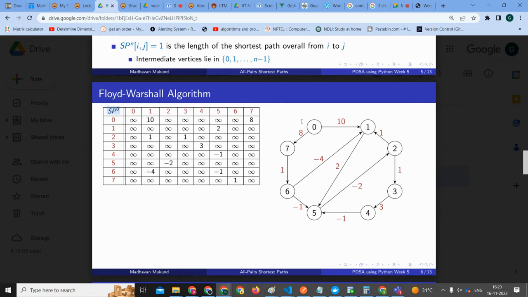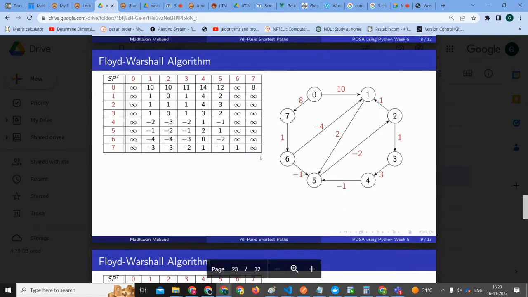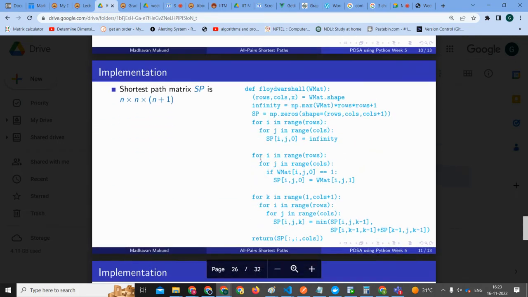If there is a negative cycle, the value will reduce. How will you identify that negative cycle? During the last iteration, they will talk about it.